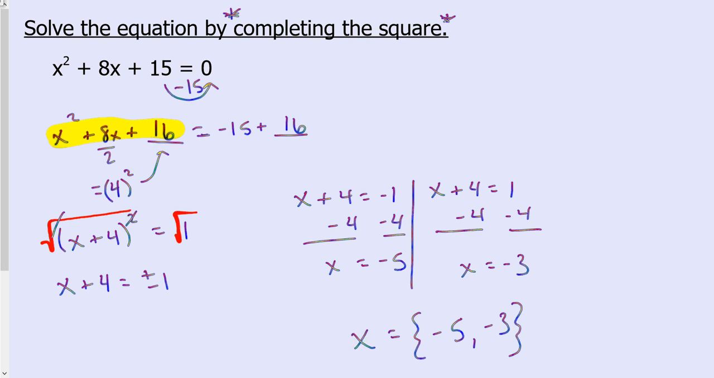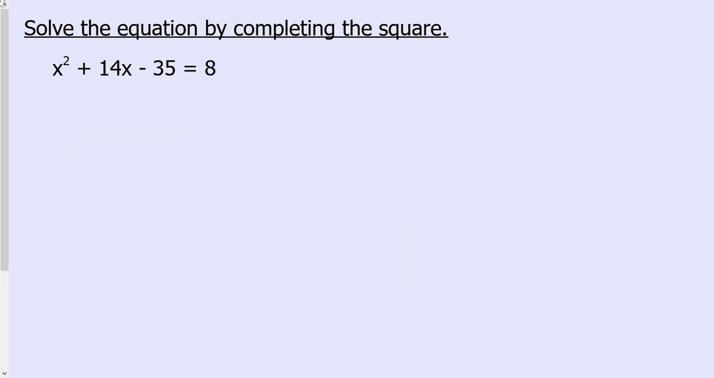All right, so let's take a look at the second example. This one also says solve the equation by completing the square, but this one is a little different. Okay, it's x squared plus 14x minus 35 equals 8. So it doesn't equal 0, but I'm going to tell you guys a little secret. You could subtract 8 from both sides and put it all over here, which is equal to 0. But then aren't you just going to have to add that number back over to this side to give you a blank right here?